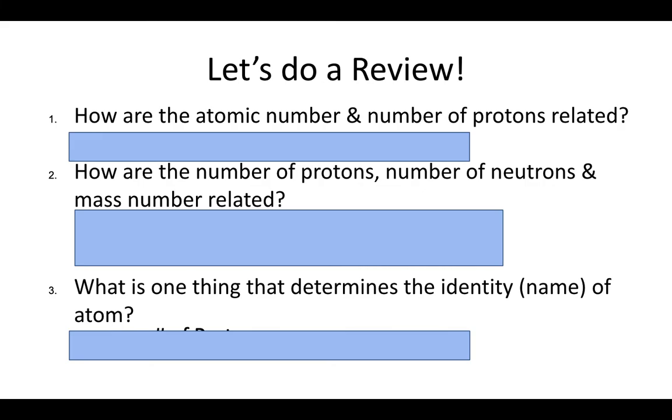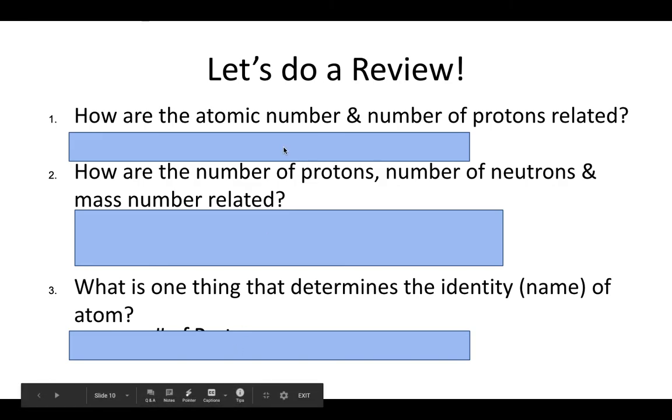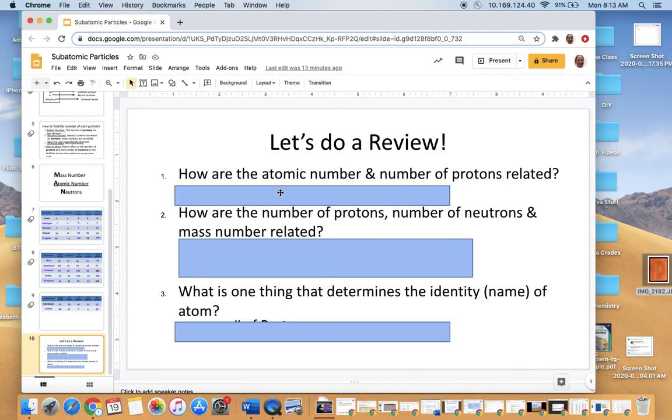Let's do a quick review. How are the atomic number and the number of protons related? Well, like we said, the atomic number and the number of protons are always the same. Okay, so these numbers are always the same. They are always equal.